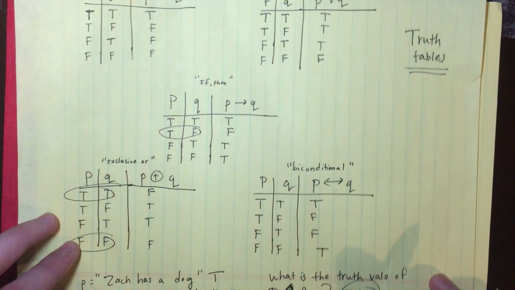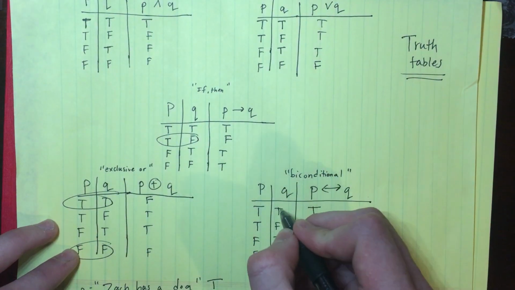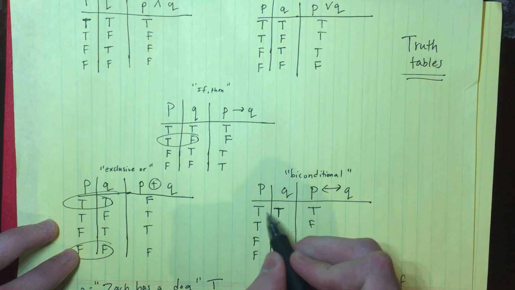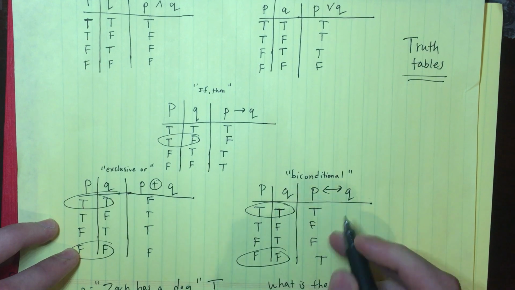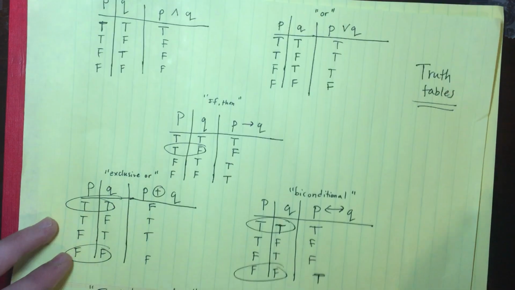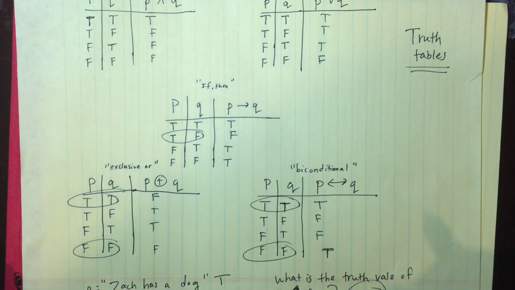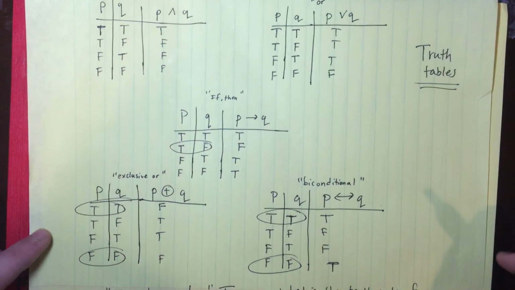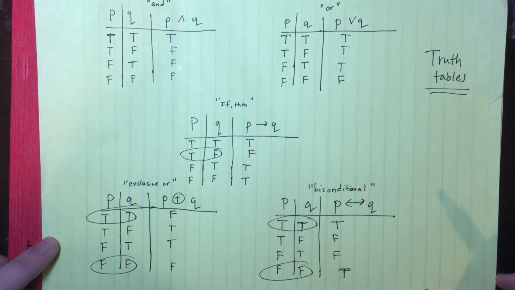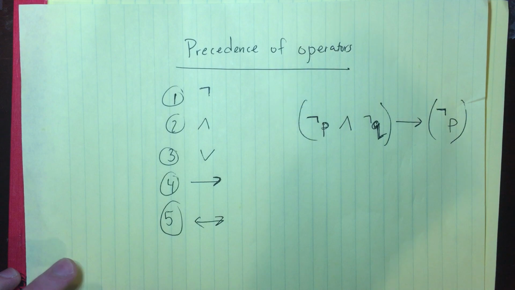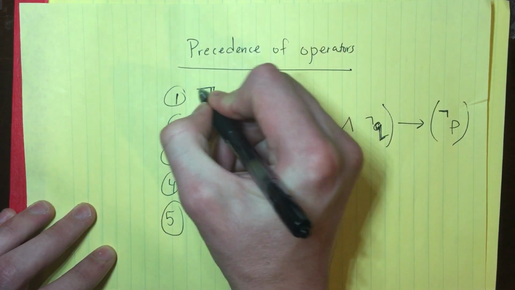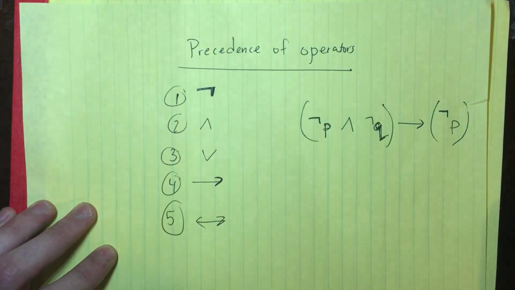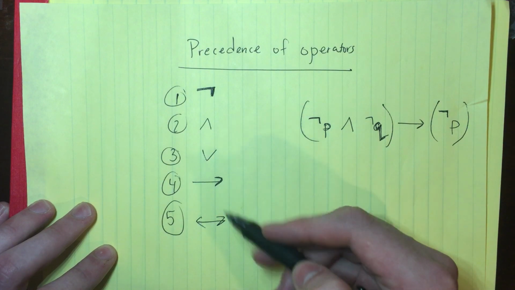Biconditional truth table right there. See how it's true when they're the same. When it's opposite, it's false. You can screenshot that one more time if you didn't get a chance last time. There's one more thing in this section, precedence of operators. The highest precedence is the not operator, and then and, or, if then, and then biconditional.